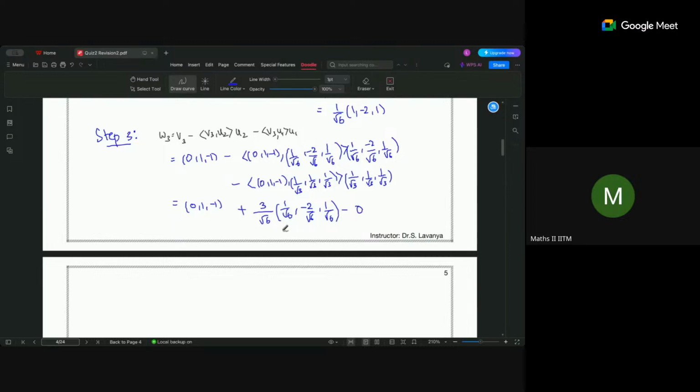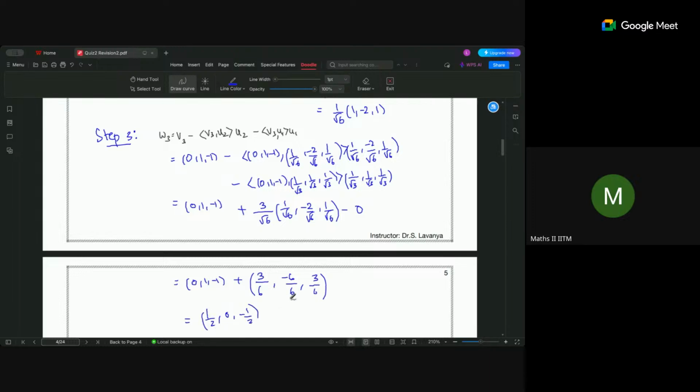So you have only this part. So you will get 0 comma 1 comma minus 1 plus 3 by 6 minus 6 by 6 minus 3 by 6. Sorry, comma 3 by 6. So you have 0 comma 0 plus 1 by 2 and here minus 1. So this is 0 and here you have minus 1 plus 1 by 2. So minus 1 by 2.